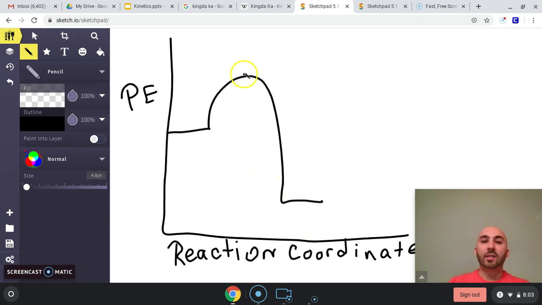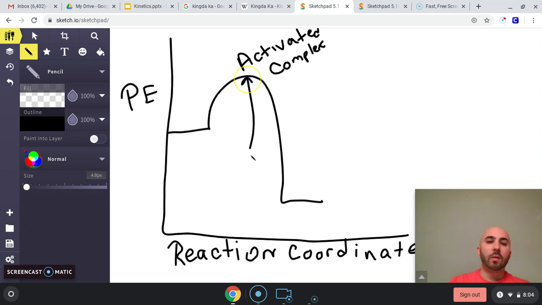This, again, as I told you earlier, is called the activated complex. Should be a D written here, but didn't quite fit. There you go. And so if I were to draw a line from the bottom all the way, this line should be straight. I'm so sorry. If I were to draw this to the top, this would be called the potential energy of the activated complex.